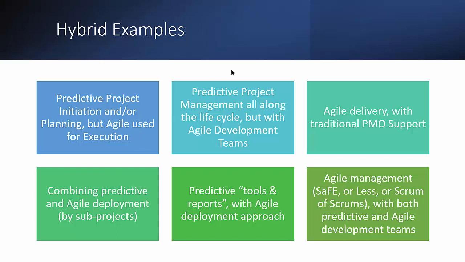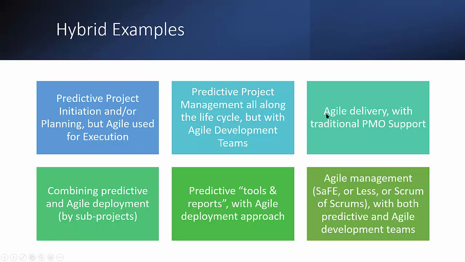Another hybrid approach is that we have all along the life cycle a predictive approach, but only for the project management, only for the tracking, the reporting aspects, while the actual work is done by separate agile teams, separate teams that are working in Kanban or in Scrum. Right? That's another hybrid approach.